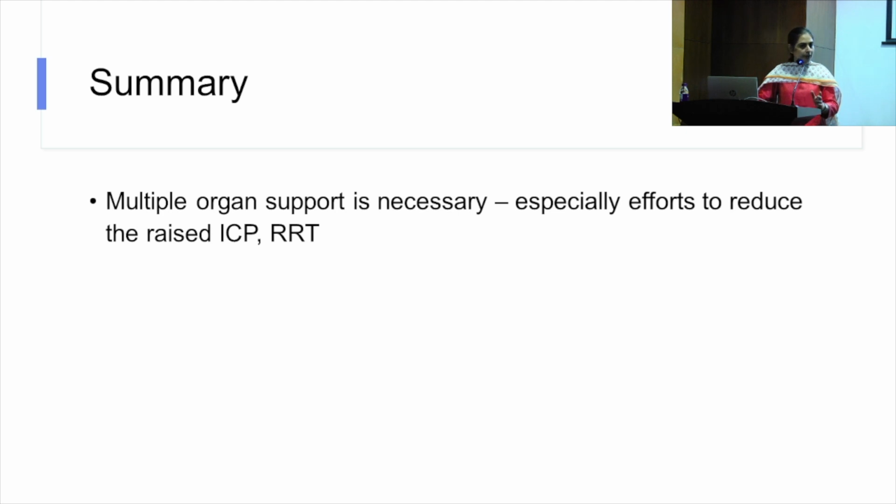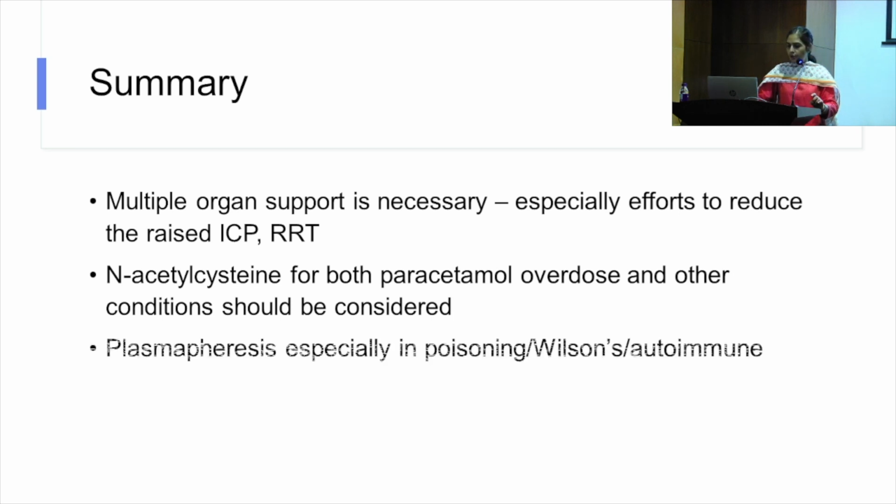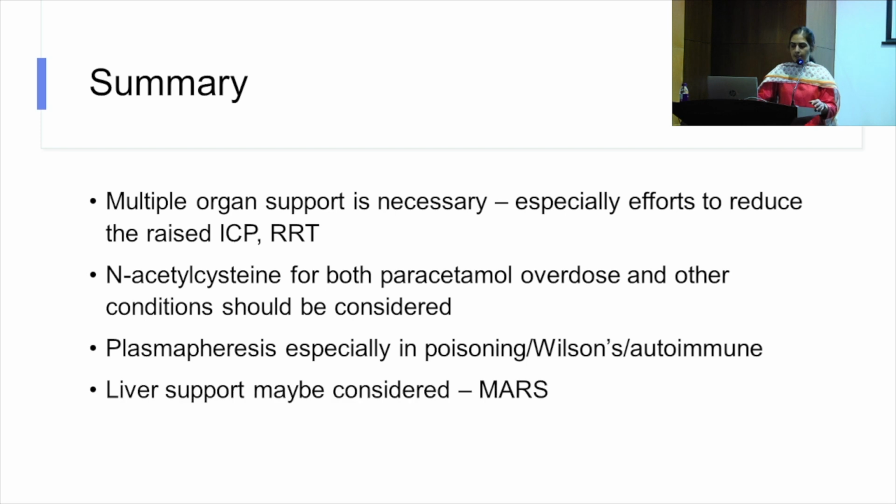Multiple organ support definitely is needed, especially renal support, and to prevent progression of hepatic encephalopathy. NAC, yes, I think we need to consider for all cases of acute liver failure. Plasmapheresis, especially if you have patients with poisoning or Wilson's or autoimmune, should be considered. Liver support system, especially in those centers that are capable of doing it, is only a bridge to liver transplant. MARS is the most popular.